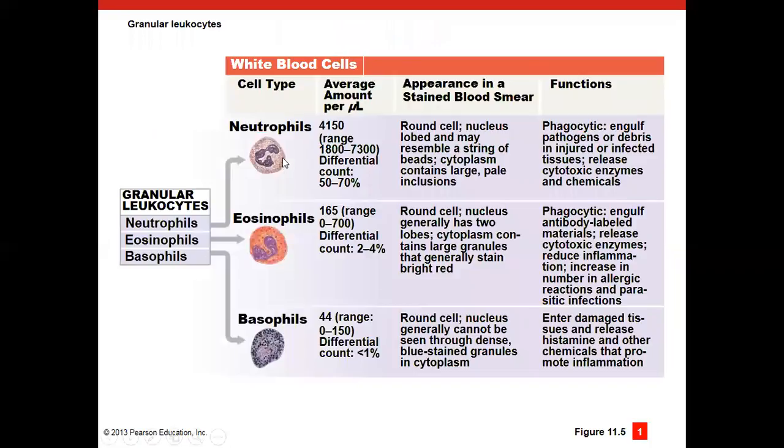And take a look. So the granules stain kind of light pale here. They stain like a reddish, pinkish orange color in eosinophils. And then basophils have really dark stained granules, so dark that it almost masks the nucleus. And this is what the nucleus is here, right?